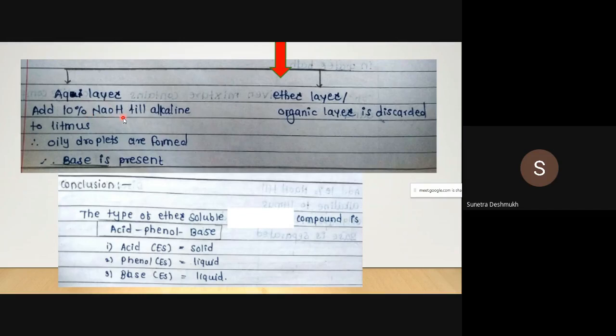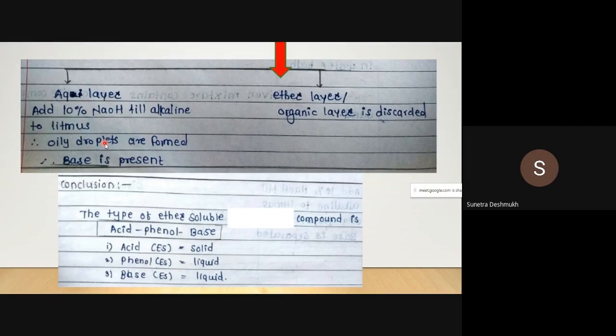The base which is present in salt form will break out and reappear in the form of base. If aniline is present, the ammonium NH3+ will convert to NH2. The NH2 base is insoluble in the aqueous layer, so once we add 10% NaOH, it will break the salt form, and your base will appear in the form of oily droplets on your aqueous layer. So once you get oily droplets, you can conclude the base is present.